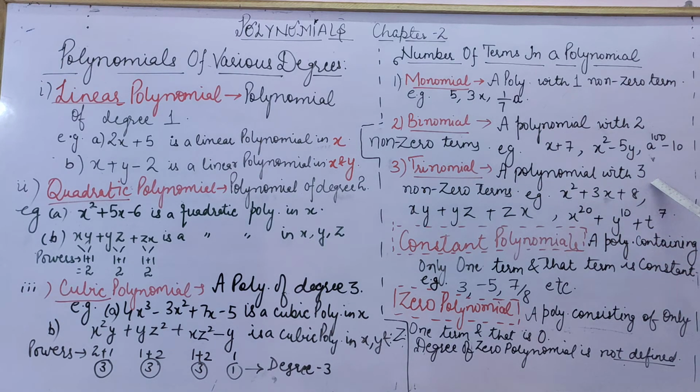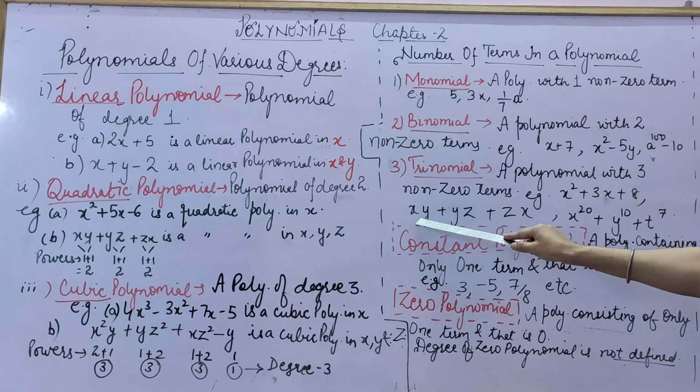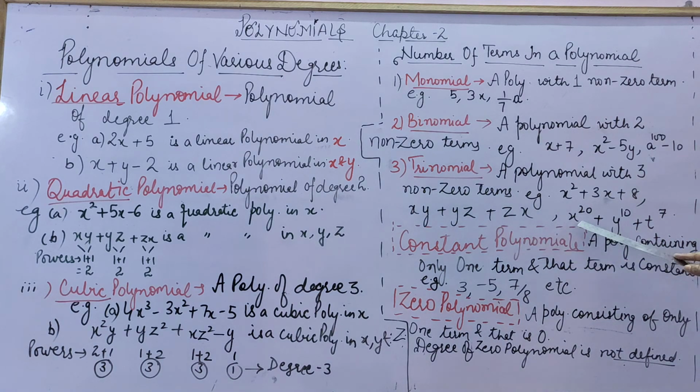Next comes the trinomial. A trinomial is a polynomial with three non-zero terms. Means all three terms must exist, none must be zero. For example, x square plus 3x plus 8. How many terms are there? 1, 2 and 3. Next example is xy plus yz plus zx. How many terms? 1, 2, 3. Next example, x to the power 20 plus y to the power 10 plus t to the power 7. How many terms? 3. Hence, it is a trinomial.